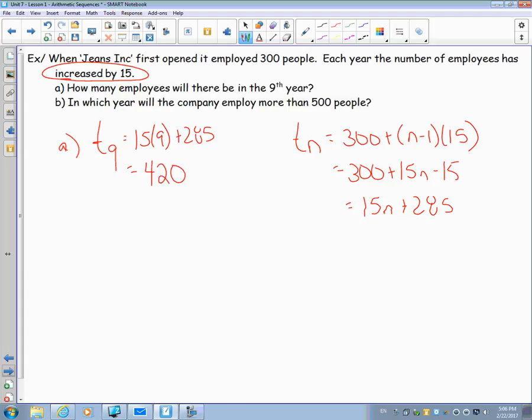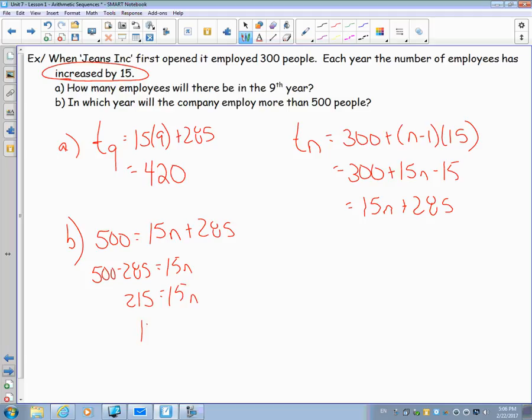Okay. In what year will the company employ more than 500 people? So when do I hit 500? Well, I have to determine the sequence. Or maybe we'll have to figure that out, I guess. So we can solve this. What's that? 215 equals 15n. So we divide by 15 and we get 14.3.